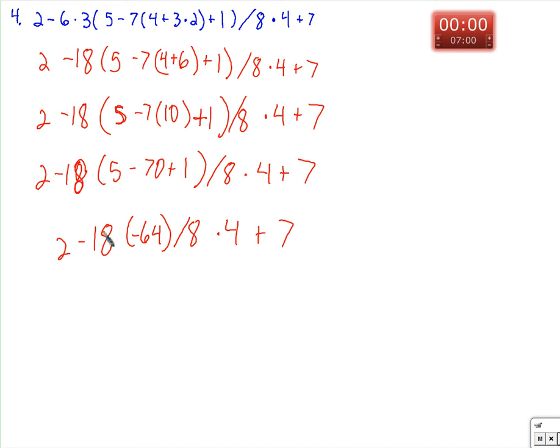Okay, so then we're taking a look. We're looking at what do we do next. What's the first thing that we're going to do? Multiply that -18 by -64 because multiplication comes before everything else. Division and multiplication come at the same time from left to right. What's -18 times -64? So it's going to be positive, right? Now we just have to figure out what 18 times 64 is.